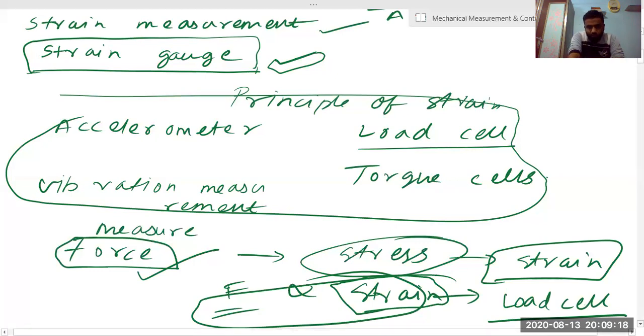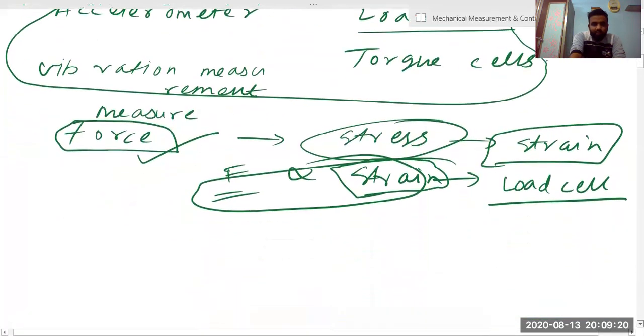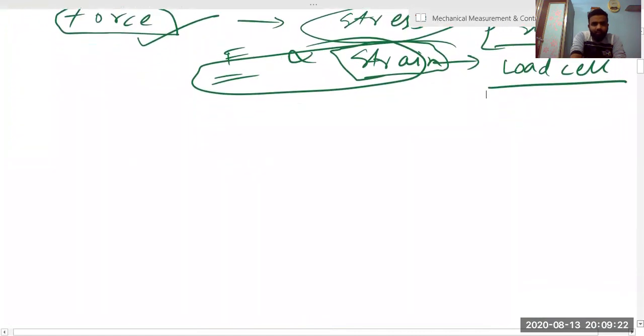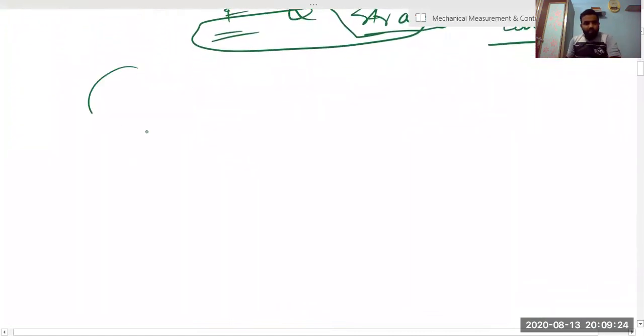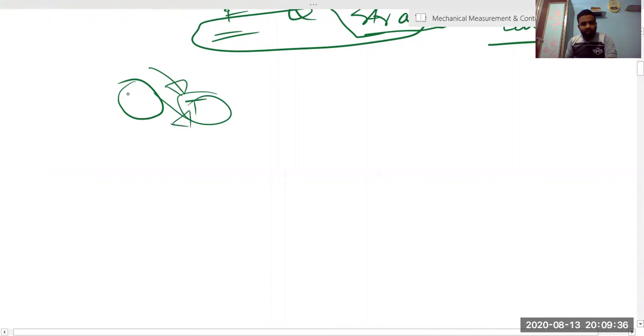Now I'll just take you to the next topic, like torque cell. Suppose there is a shaft. I'm just drawing the cross sectional view. Suppose this is my shaft, and I know that this shaft will rotate at some torque. And we know that torque is given by the radial force into the radial distance. So torque is nothing but force into r.